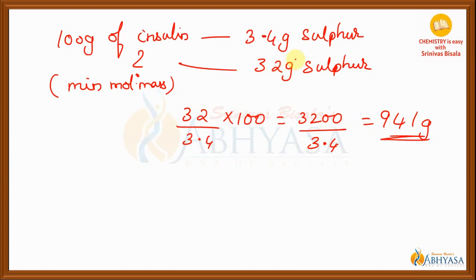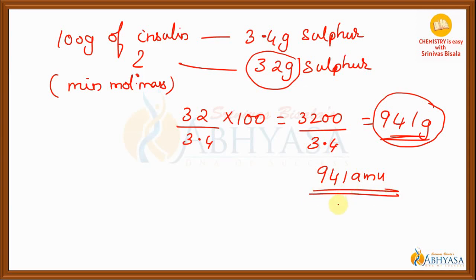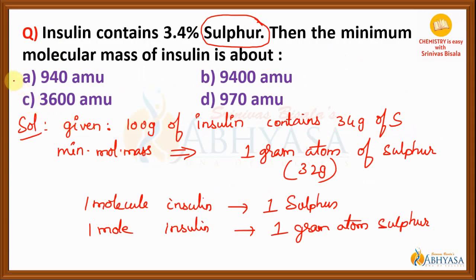When we take 32 grams of sulfur, then 941 grams of insulin will be formed. And of course, as we are talking about a minimum molecular mass, we say that it is 941 AMU. The minimum molecular mass of insulin is 941 AMU, and that is there in option A, isn't it? 940 AMU is given here.